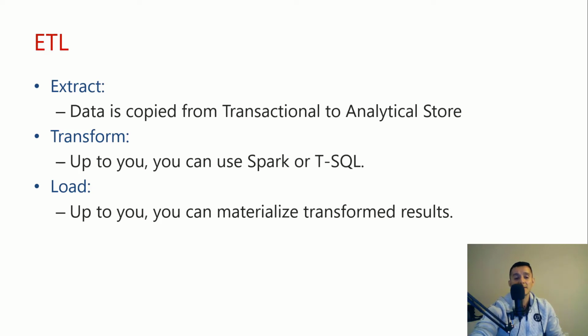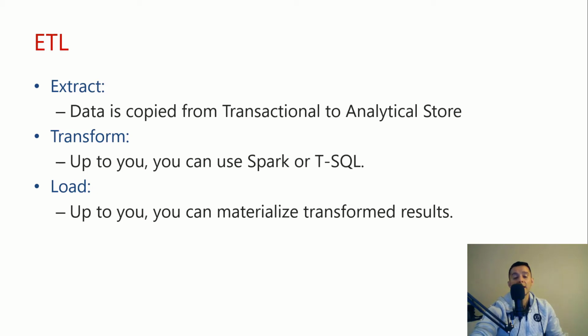And then the load step, again, it's up to you. If you have a really complex query that you run against your Cosmos DB Analytical Store and you don't want to have to keep running it over and over, then you can materialize these results. You can materialize them as a Spark table. You can materialize it as a Delta table inside Spark. You can materialize it as a T-SQL external table that is used by the SQL on-demand engine. But it is optional. It's up to you.